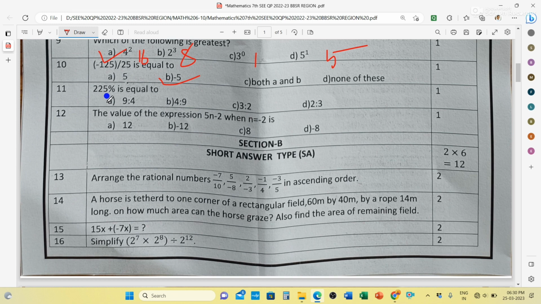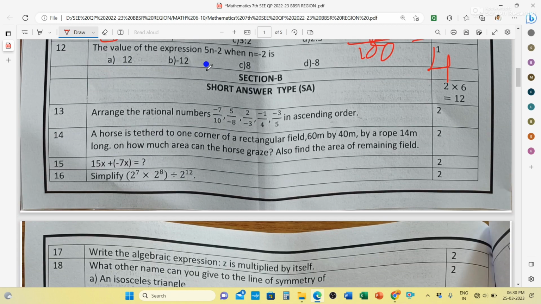225% is equal to 225% means 225 divided by 100. 225 divided by 100. So you can make the value smaller. So you will get 9 over 4. So 9 by 4, that means 9 is to 4. The ratio will be 9 is to 4.